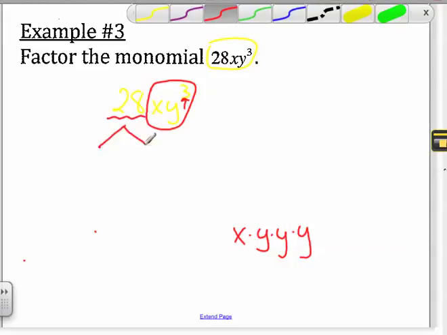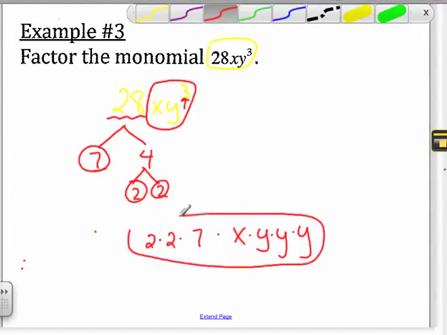Let's break down 28. Tut, what do you get? 7 and 4. What about 7? Is it prime? Can I break it down? No. So it's prime. What about 4? Can I break that down? To what? 2 times 2. And then they're both prime. Now remember, I always write from least to greatest, so I'm going to say 2 times 2 times 7 times the variable stuff. So guys, here's a list of the ingredients for 28xy cubed. That's the list of the ingredients.